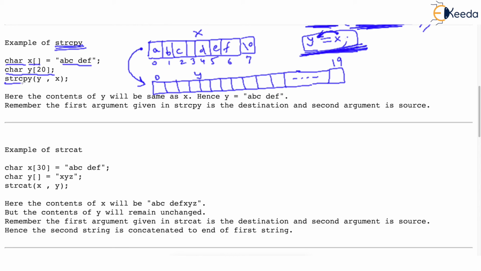Therefore, one function has been provided called strcpy, string copy, and there are two parameters given to strcpy, y comma x. Now this has to be read as follows: copy x in y. Check the direction. That means source array is given second. Who is the source array? x is the source array. And source is getting copied in the destination. So destination, that is y, is given as the first parameter.